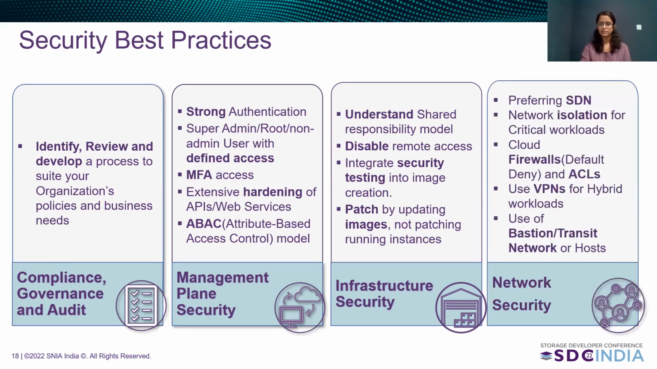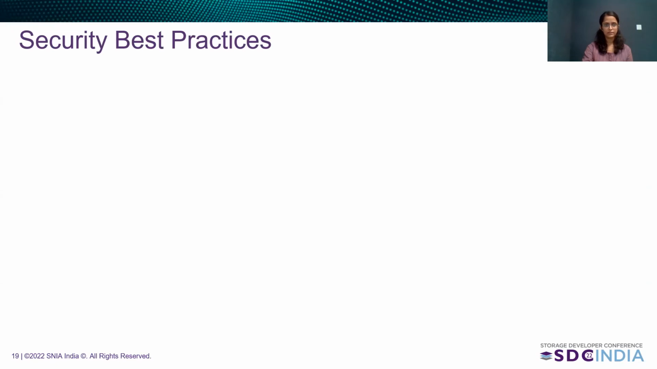In network security, again, it is under the shared responsibility model, so whatever virtual layer we have, we have to make sure that it is secure. Here we can prefer SDN, software defined networking, which isolates data plane networking from control plane networking, providing network isolation and flexibility. Having network isolation or segregation for critical workloads is also important, because one network breach should not lead to a breach of another application in another network. Apart from that, general rules like firewall rules, ACLs, or VPNs will also help in the cloud.